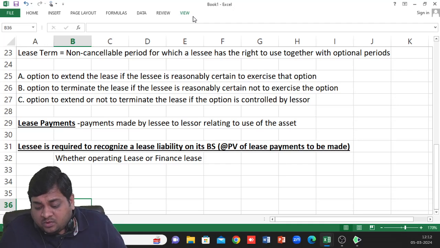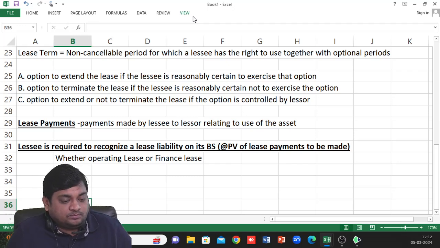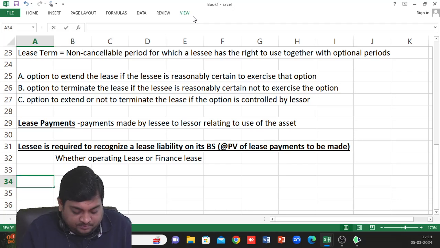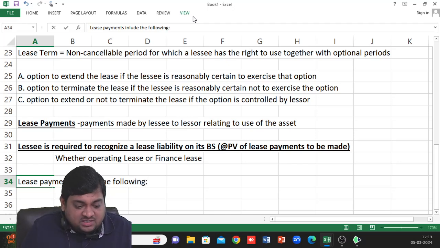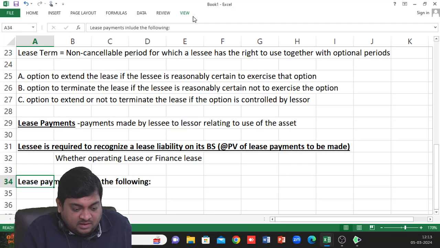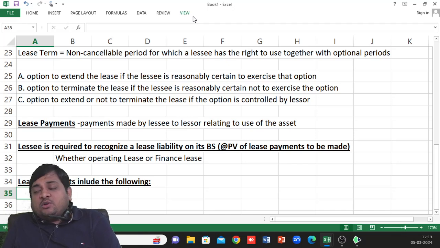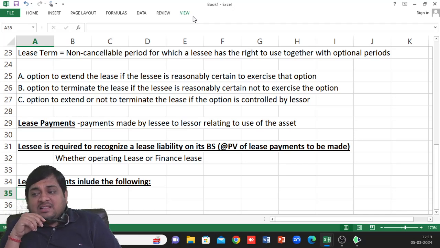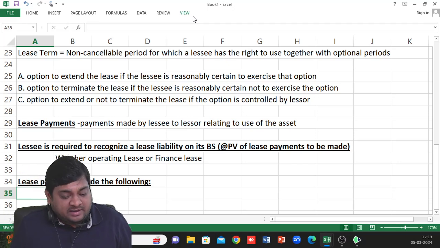Now, what do lease payments include? Lease payments include the following. This is very important. If I don't know what will be included, then how will I take the present value of those payments, right? So it is quite simple that whatever rentals I am going to make, that will be included, right? It is known as fixed lease payment.